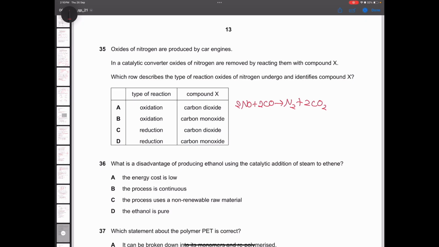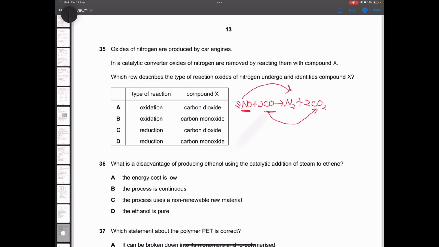Now, first of all, nitrogen monoxide is harmful. Carbon monoxide is also very harmful. So nitrogen monoxide gets converted to nitrogen. Carbon monoxide gets converted to carbon dioxide. Does it mean carbon dioxide is not harmful? It is still harmful, but less harmful than carbon monoxide. Carbon monoxide is more toxic than carbon dioxide. So what is happening? Oxidation is taking place.